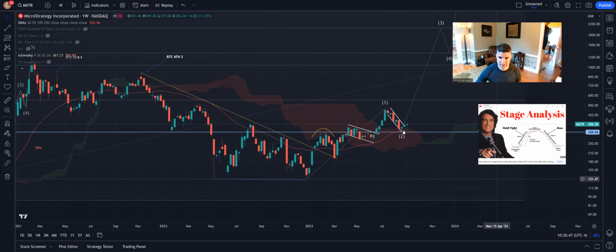And what's proven otherwise on MicroStrategy? Well, I've got 2 being in here. You get a weekly close below 323, and then I'll have to reevaluate this count. Okay.